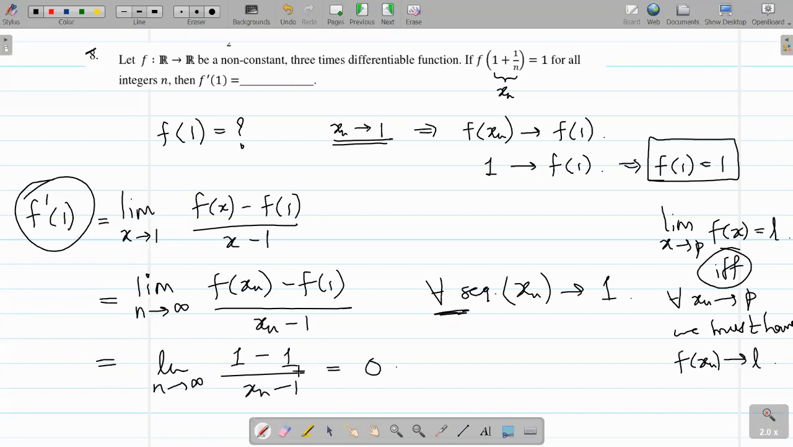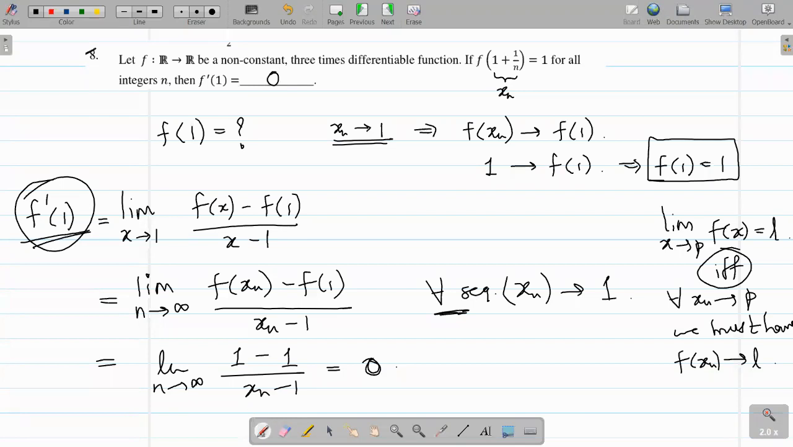Right? Because xn minus 1 is non-zero. It's 1 by n, a non-zero quantity, and that won't be trouble because I know the limit exists. Please, I repeat, I already know that the limit exists. So I can do this and declare that the answer is 0. So f dash 1 is 0.